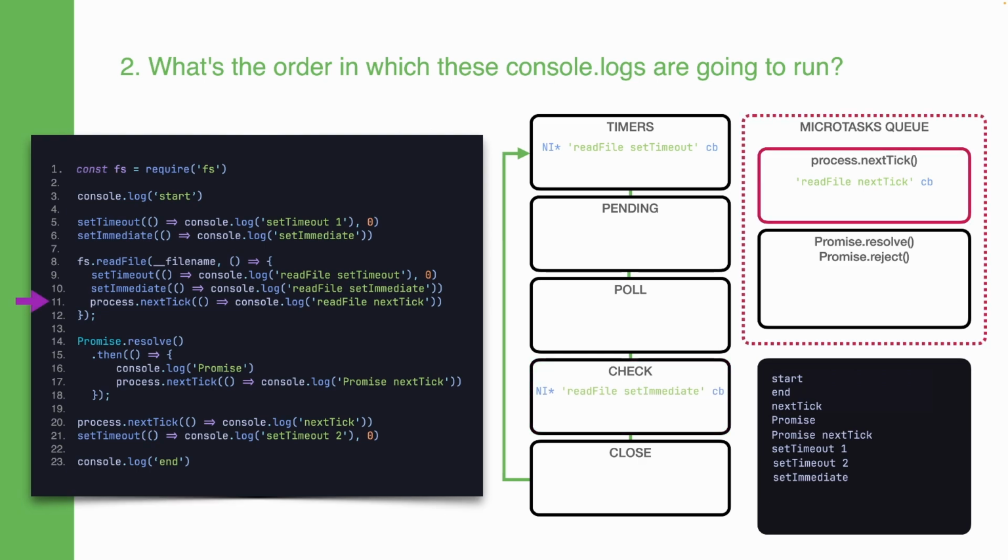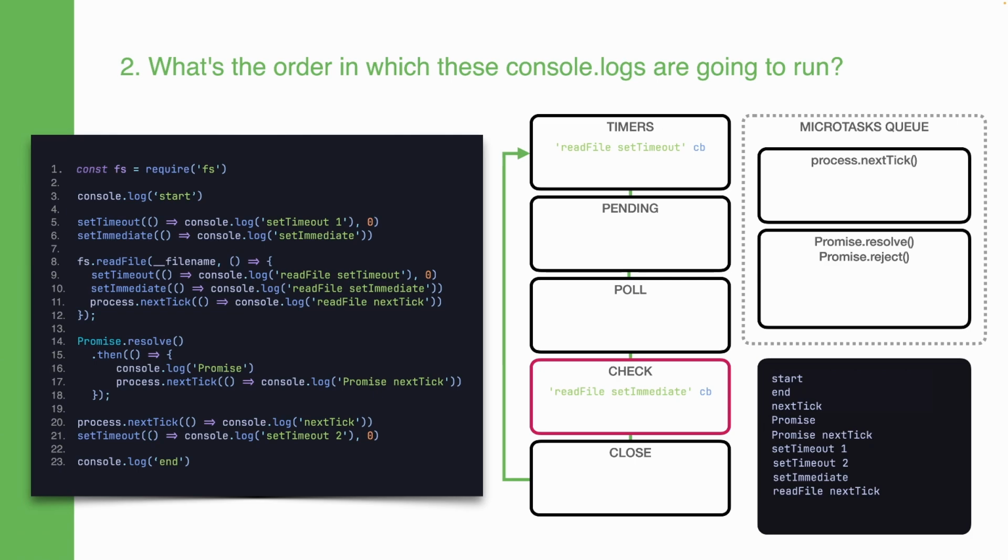Once check is completed, the normal service is resumed, a phase ended, so microtasks are checked next. Console log from line 11 is executed and logs read file next tick. Back to macro tasks. Queue for close phase is empty, so the first iteration of the event loop is completed. On to the next one. And we immediately run into another interesting edge case.